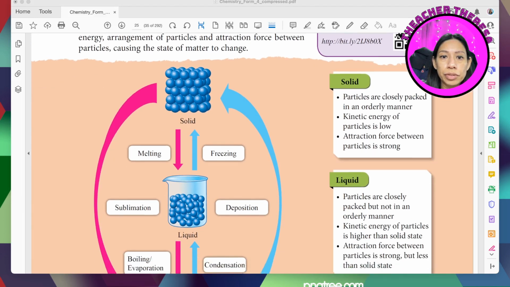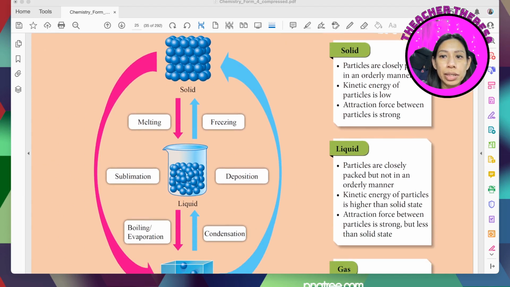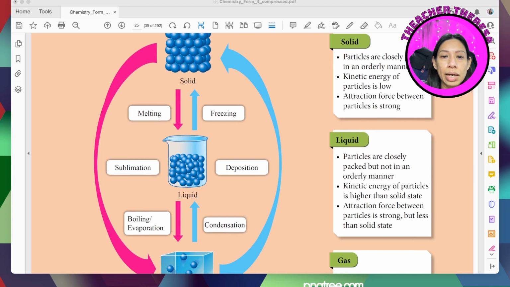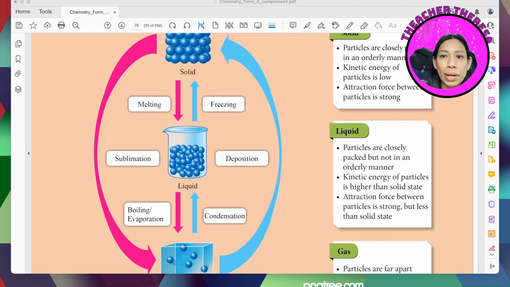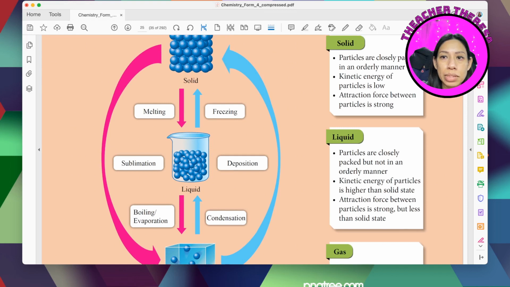Before I go on further on the explanation for the experiment, let me just refresh your memory on the changes of matter. Now, matter can interchange between solid, liquid, and gas. What you need to know here is the condition where the changes take place. Condition means, let's say solid changes to liquid. Now, we all know the process is called melting. But what actually happens during the melting process?